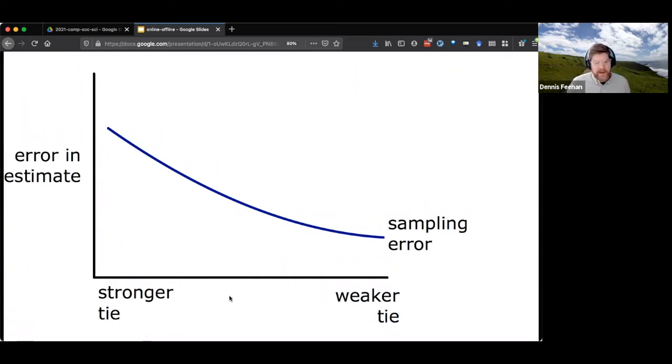And so from the perspective of sampling error, that suggests that there's advantages to asking about these weaker tie networks, because at least in principle, you can produce information about many more people from each interview by asking about these weaker tie networks. On the other hand, when you ask about these stronger tie networks, you only get extra information about a handful of people, and so the advantages from the perspective of sampling error are not as pronounced.